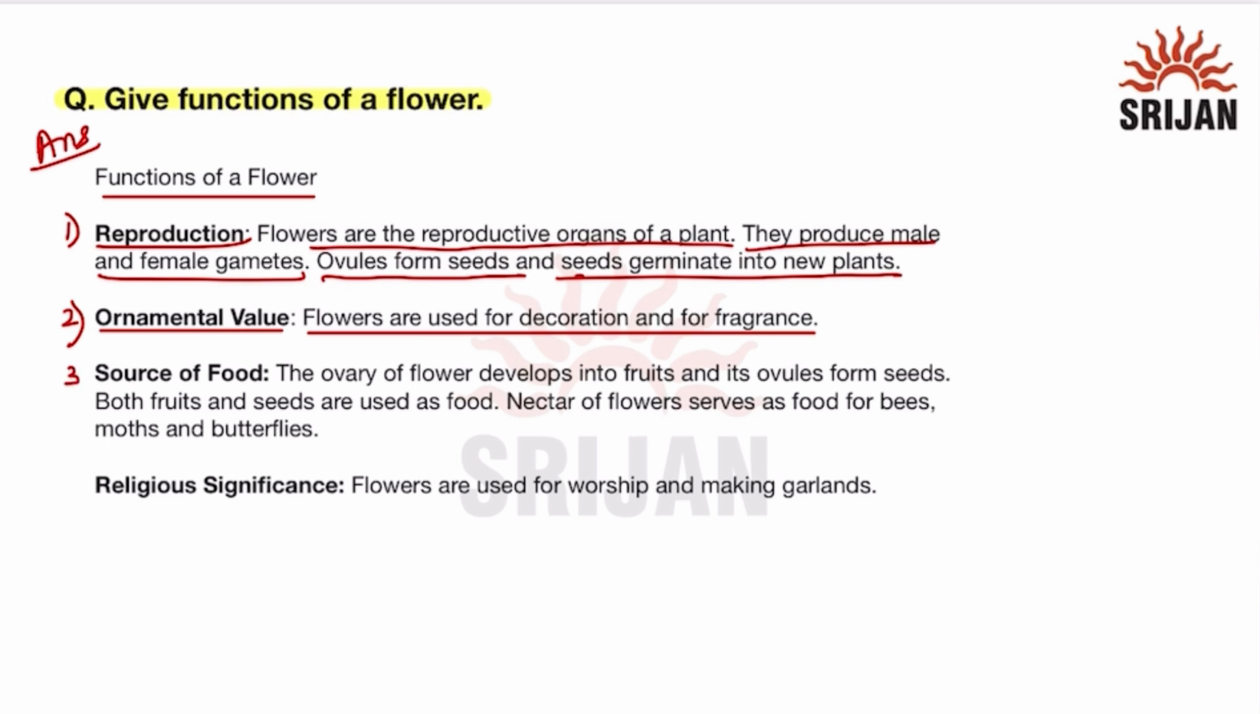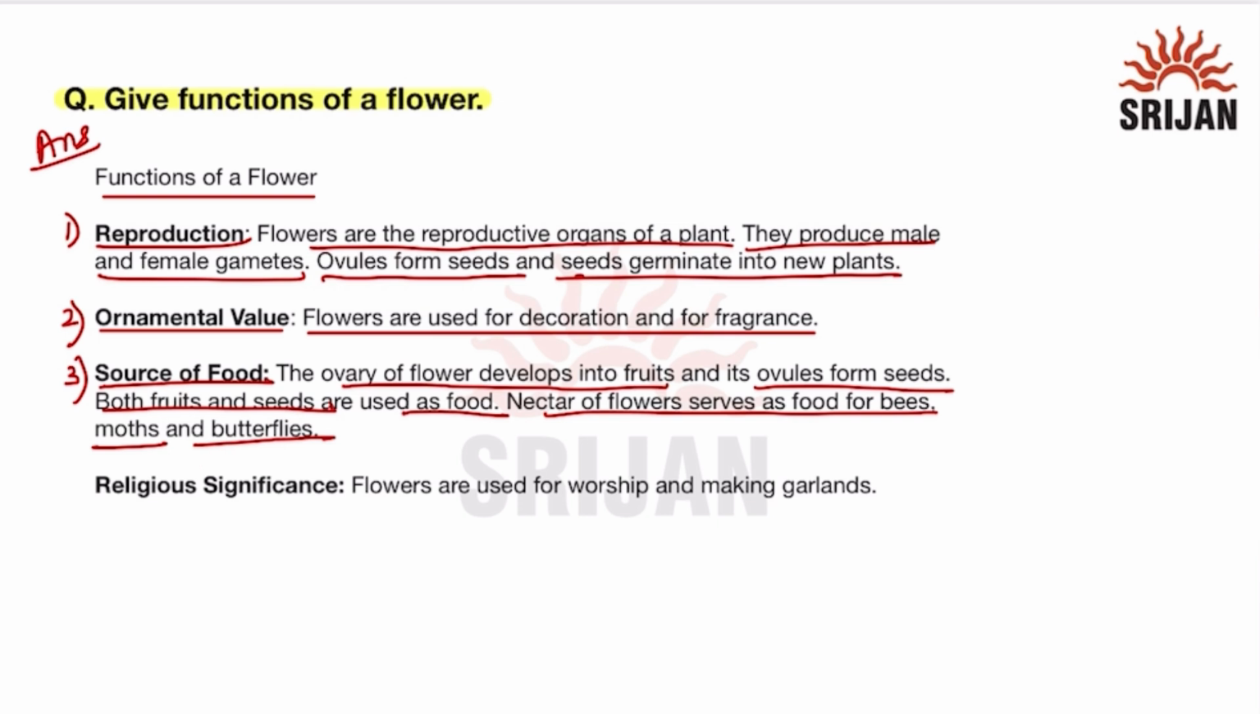Third is source of food. Now the ovary of flower develops into fruits and ovule forms the seeds. So after the fertilization, ovary of the flower will change into fruit and ovule will form seed. Now both fruits and seeds are used for food as they are edible, and nectar of flowers serves as food for bees, moths and butterflies.